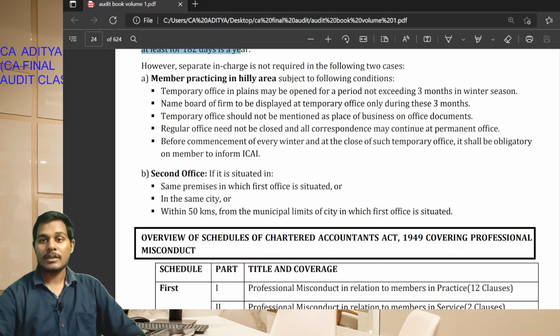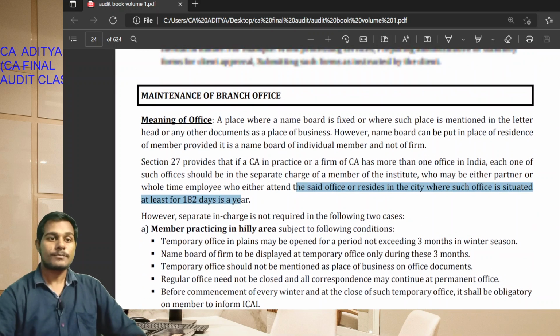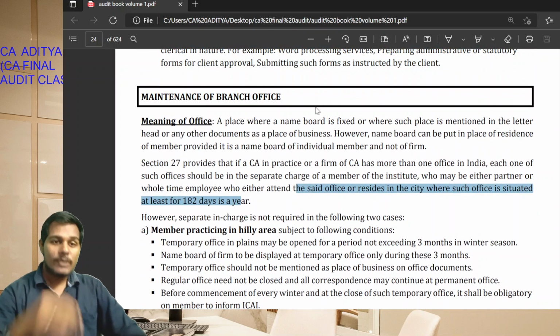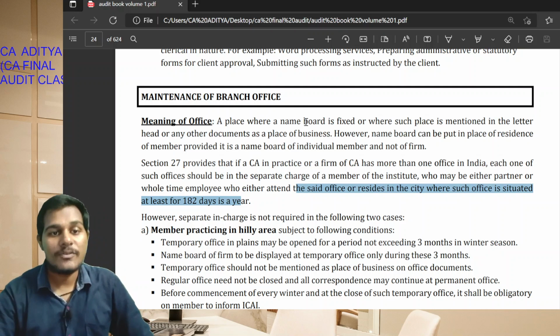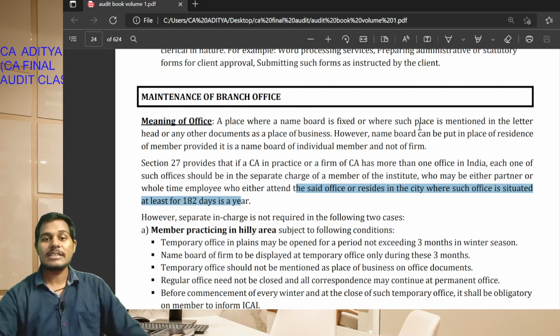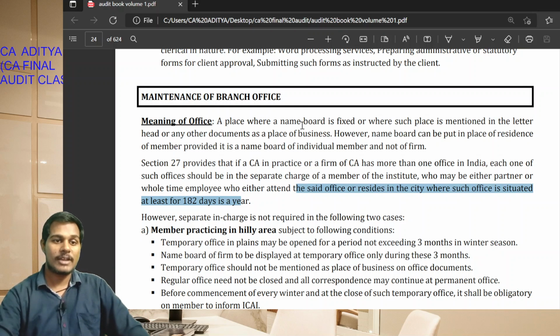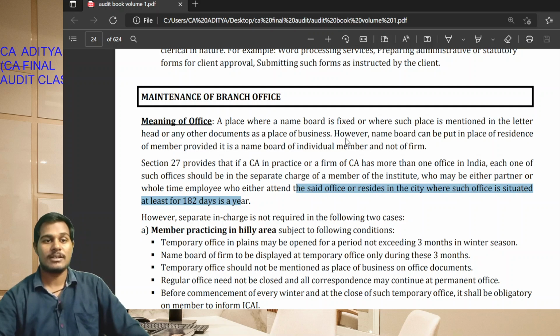Okay students, let's see the topic once again. See, maintenance of branch office. A place where a name board is fixed, or where such place is mentioned in the letterheads or any other documents as a place of business. Okay students, however, a name board may be put at the place of residence of a member provided it is the name board of the individual only, but the office board should not be placed at the home address.